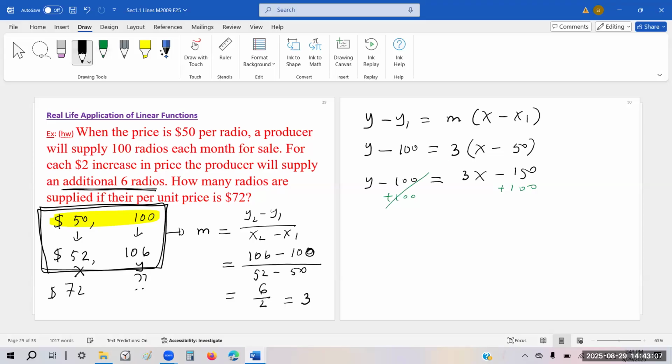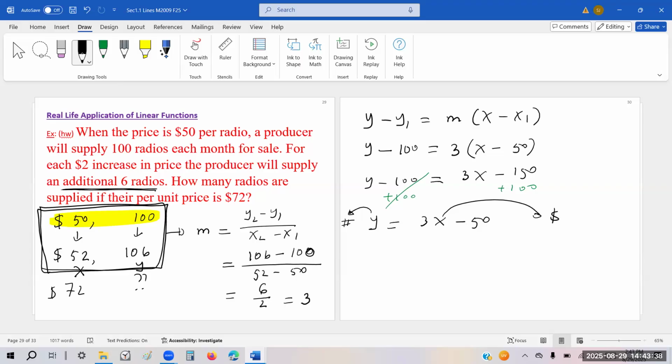In your homework, they will ask you for the equation. Or in the exam, sometimes they ask for the equation. What is the linear equation that represents this scenario? So that's how you have to find the line, the linear equation. What is negative 150 plus 100? Positive or negative? Negative. So x is the money and your y is the number of radios.